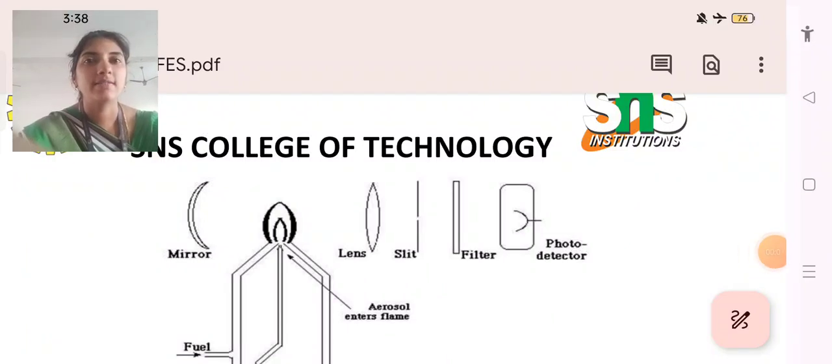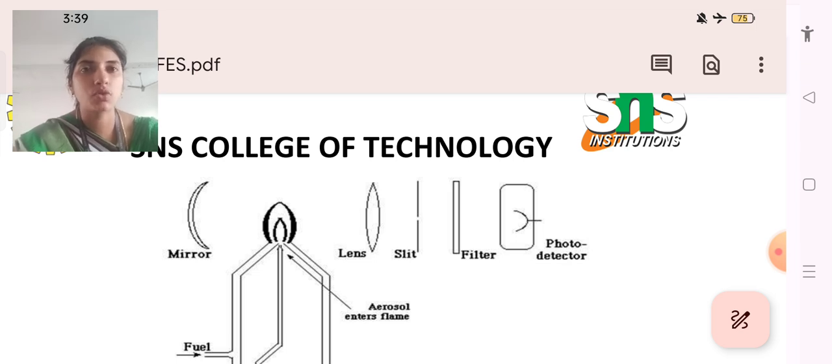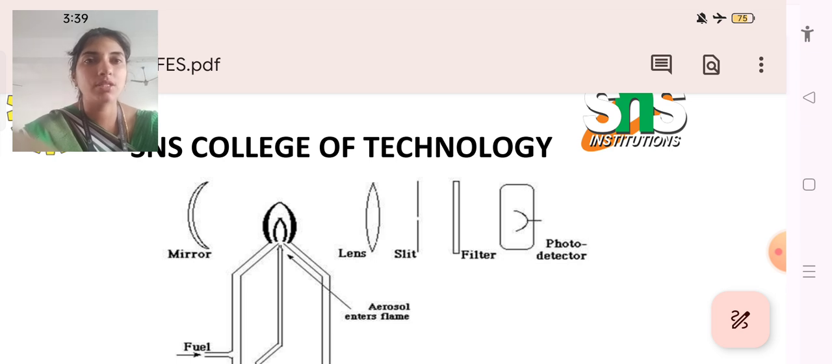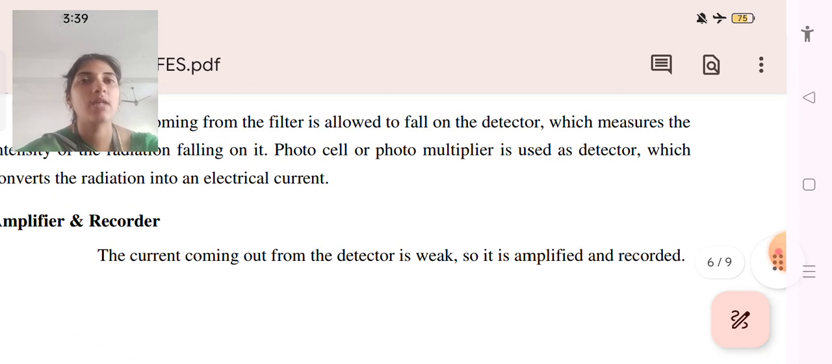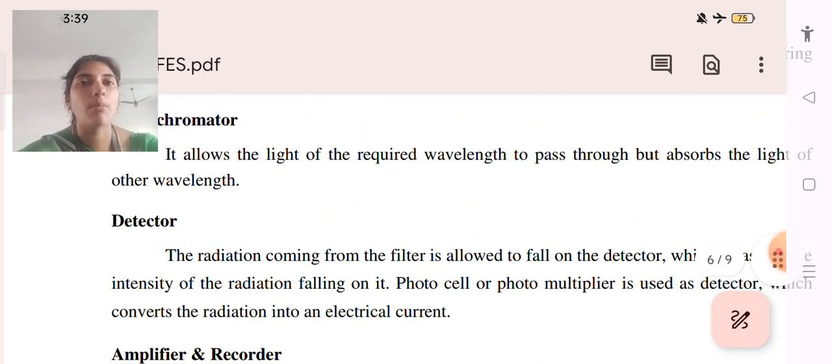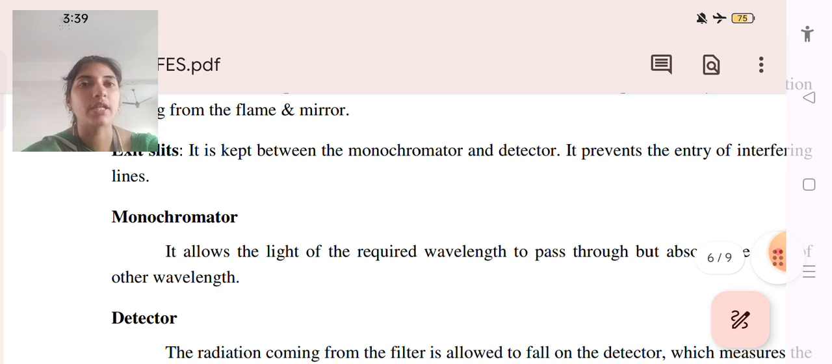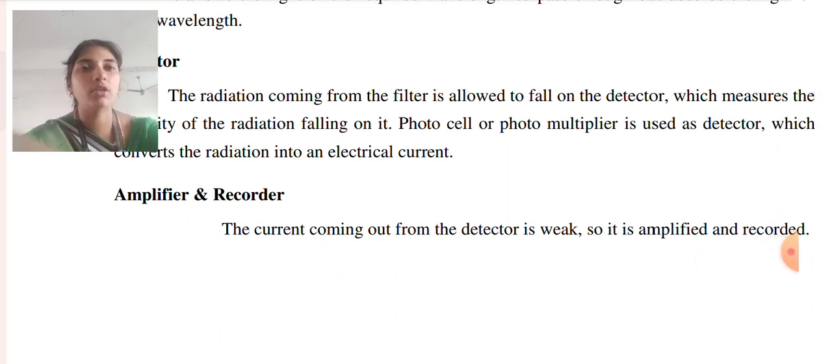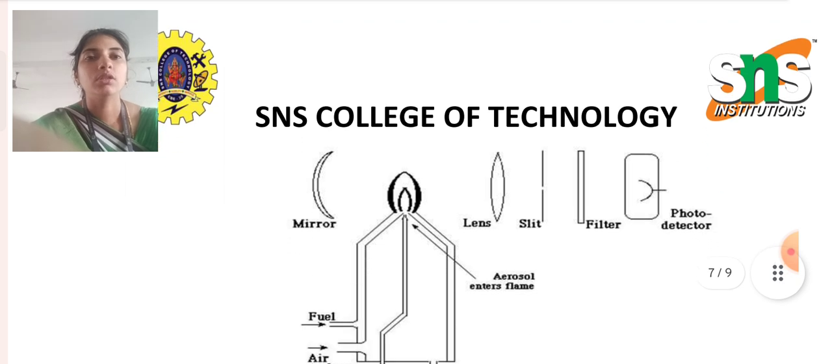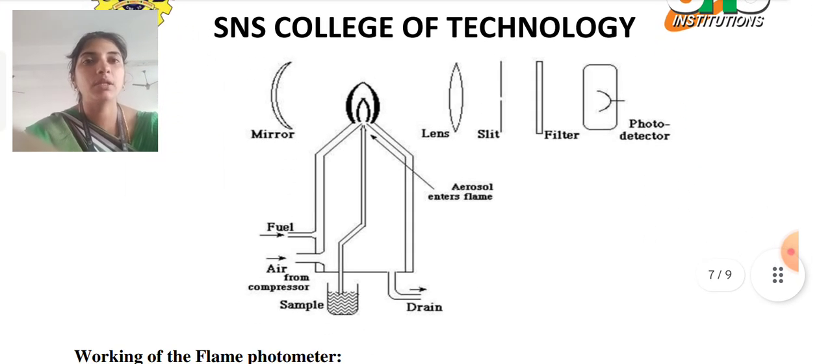Hi guys, in the previous section we discussed the working instrumentation of flame emission spectroscopy. Now we are going to discuss the working of flame emission spectroscopy. Here we have already shown how the spectra are determined by using the mirror, detector, monochromator and the amplifier, which amplifies and records the signal. Here the diagram represents the sample to be detected in flame photometry.